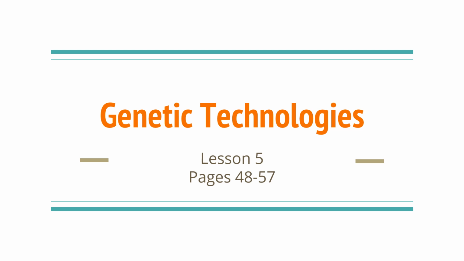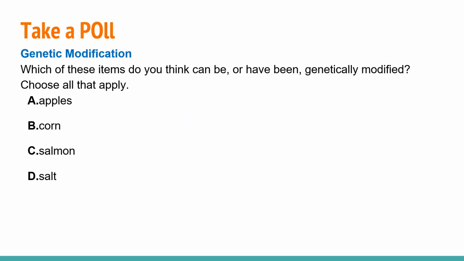The final lesson in this topic is Lesson 5, Genetic Technologies, which begins on page 48 in your textbook. Before we start in on the lesson, I want to take a moment to think about something. With genetic modification, which of these items do you think can be or have been genetically modified? Choose all that apply. A, apples, B, corn, C, salmon, or D, salt.